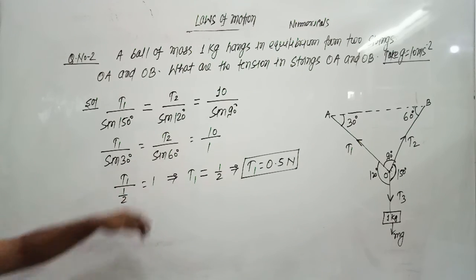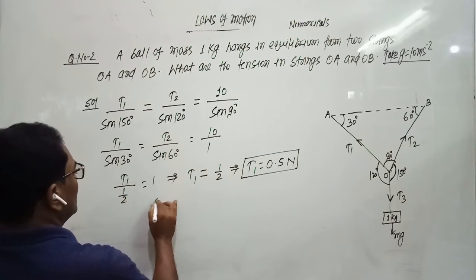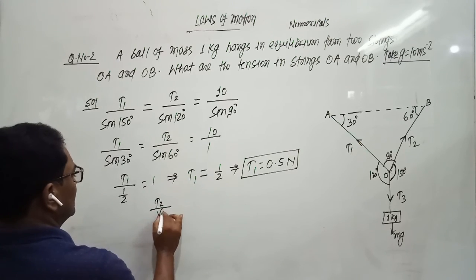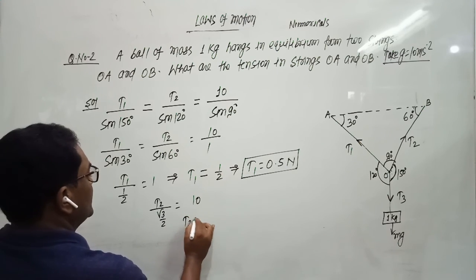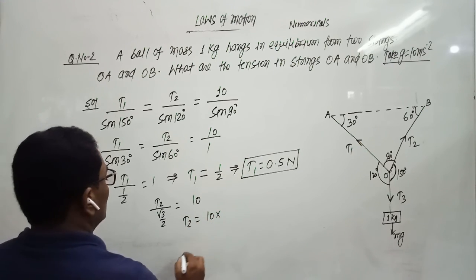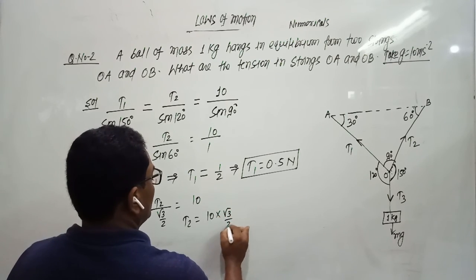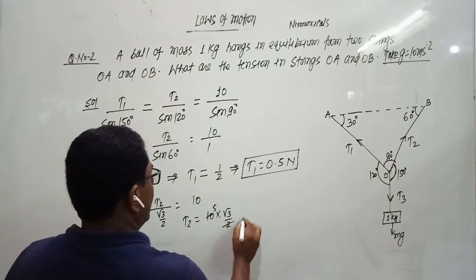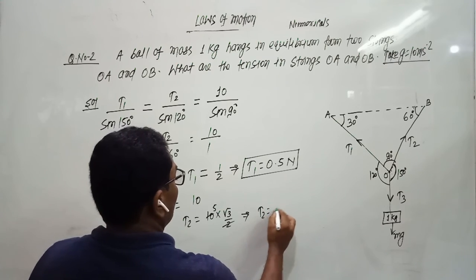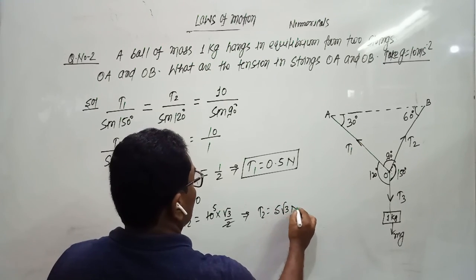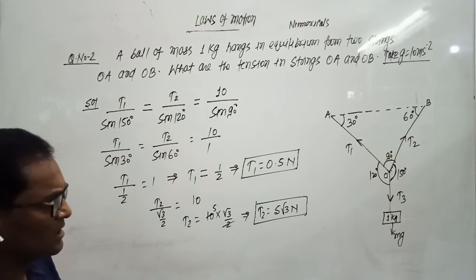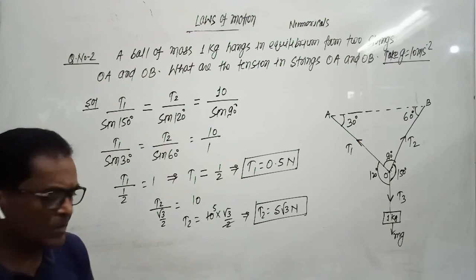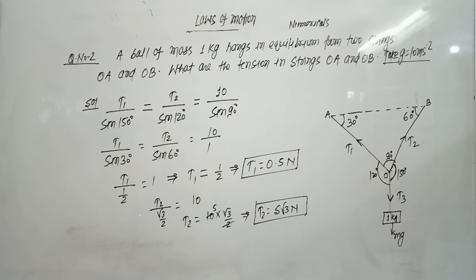Now from the last two, T2 upon sin 60, where the value of sin 60 is root 3 by 2, equals 10, and T2 equals 10 into root 3 by 2. So we get T2 equals 5 root 3 Newton. So these are the two forces acting on strings OA and OB. Force T1 is 0.5 Newton and force T2 is 5 root 3 Newton.